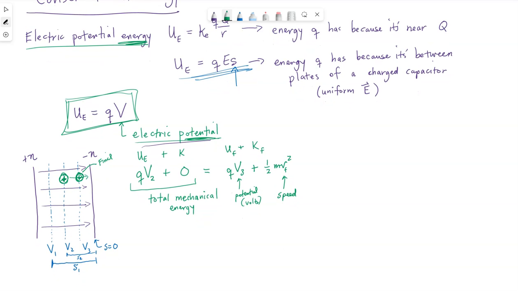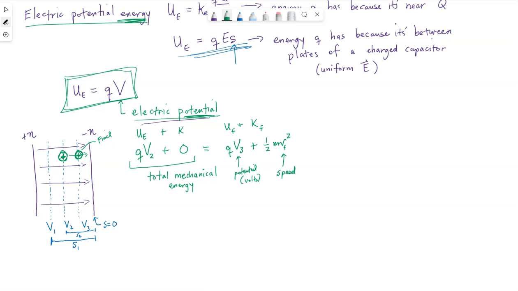We could find this final speed. Sorry, there's still a lag. My computer's working hard in the background. We could totally find this final speed by knowing these two values of electric potential or voltage that the charge has moved through. Knowing the charge and the mass of the charge, we can get to speed.